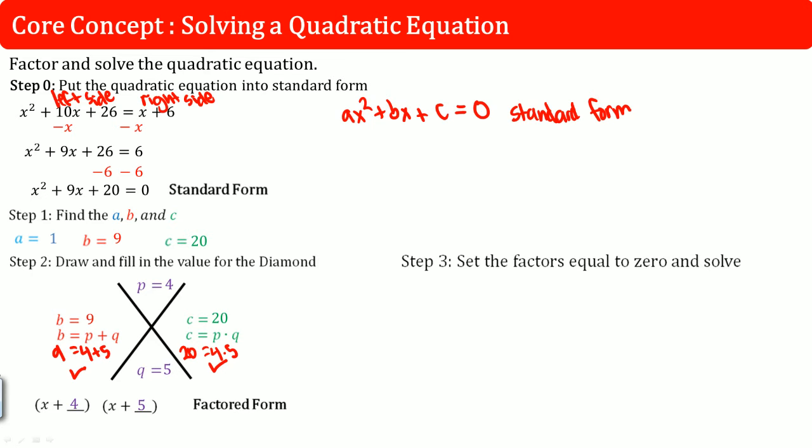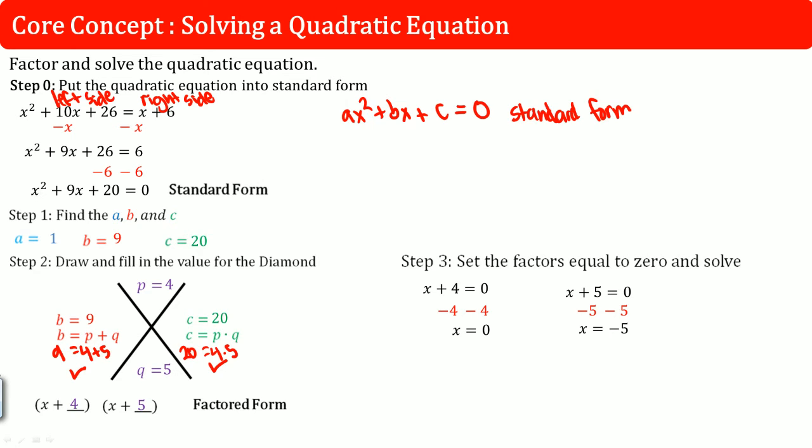We introduce step 3, which is now to set the factors equal to 0 and solve. The first factor was x plus 4, so we set that equal to 0. And the second factor, x plus 5 equals 0. I subtract 4 from both sides, then I get x equals negative 4. On the other side, x plus 5 equals 0. I subtract 5 from both sides, I get x equals negative 5. This is the whole process of solving a quadratic equation.